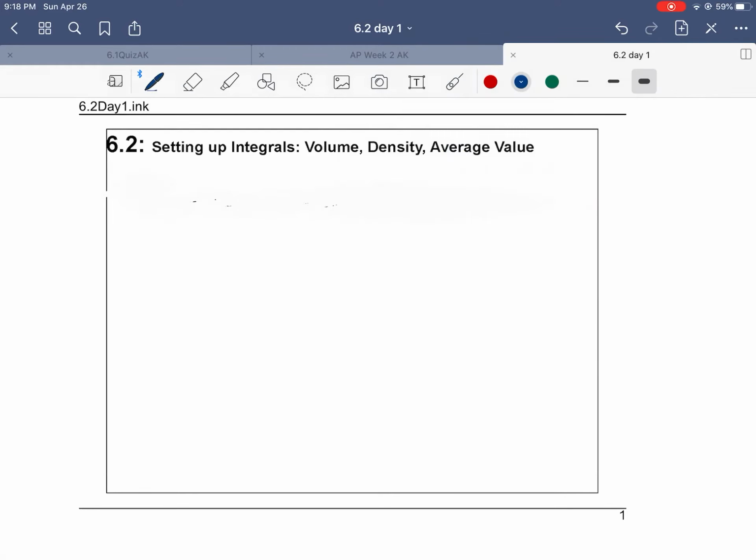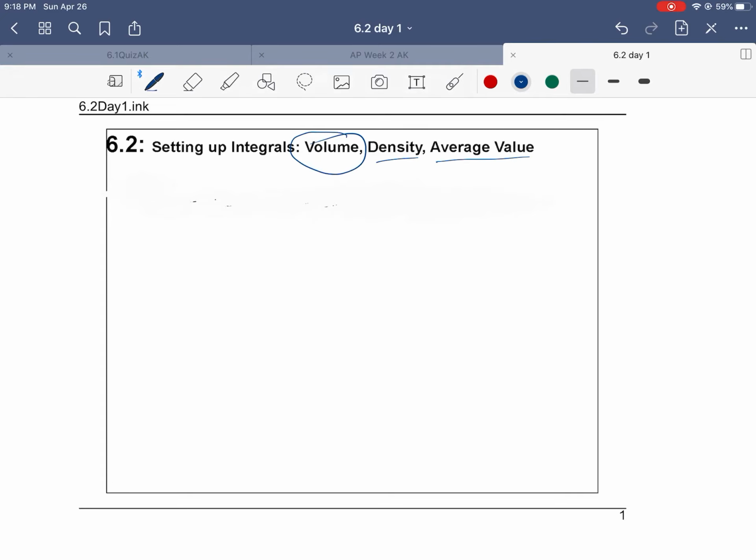All right. Hey guys. So we are moving on to 6.2, day 1. This section, like the previous one, I'm going to break up into 3 different days. We'll have 3 lessons, a worksheet day, and a quiz day, so 5 days total here. The main focus is definitely going to be on finding volume. We'll talk about density a little bit and average value a little bit, but focusing on volume.